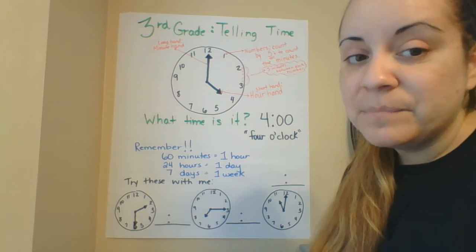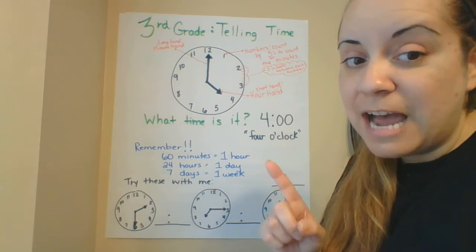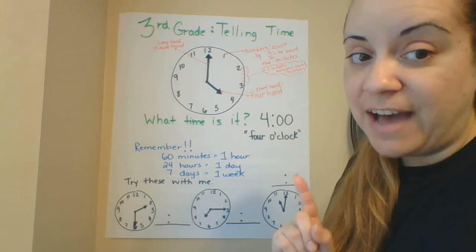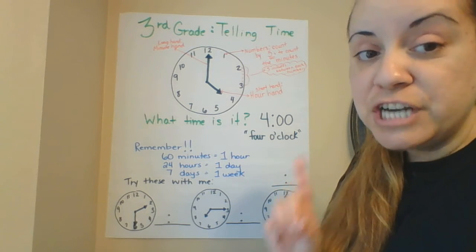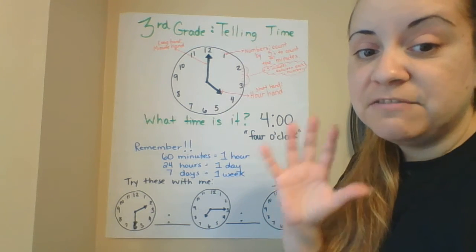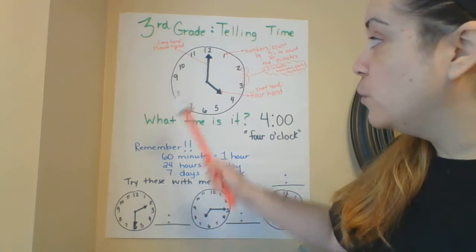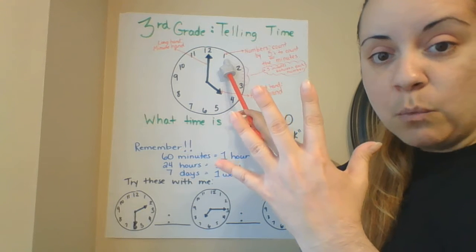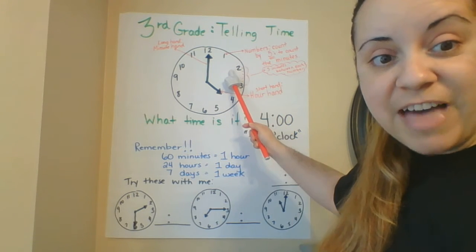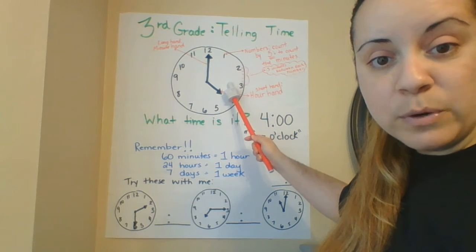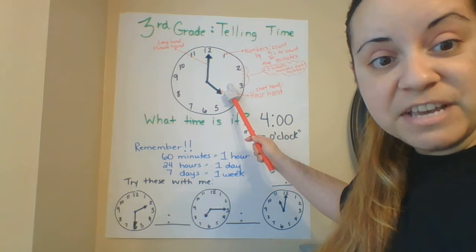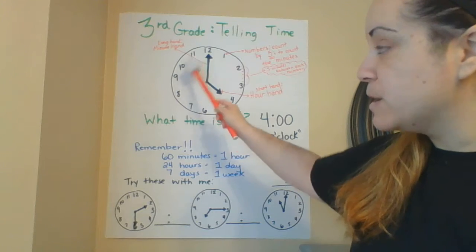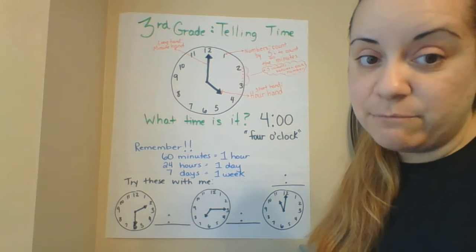Good job. Now we're going to do it one more time, but this time we're going to look at our clock as we count by fives because each number represents 5 more minutes. So when I point to the 1, that's 5 minutes. When I point to the 2, that's 10 minutes. When I point to the 3, that's 15 minutes. And I keep going around to each number for my next 5 minutes.